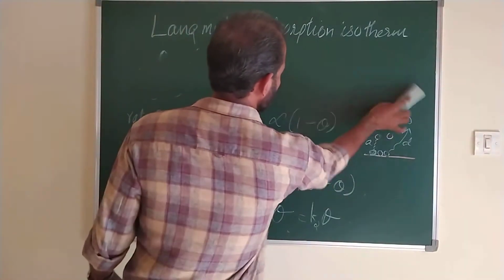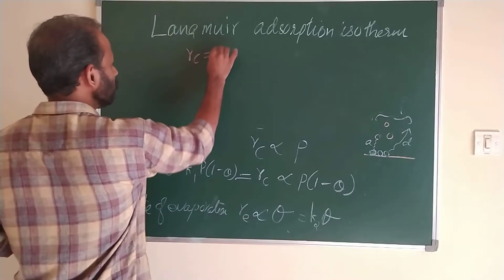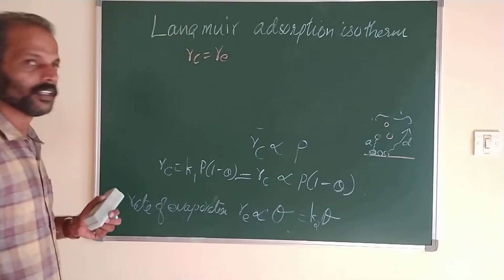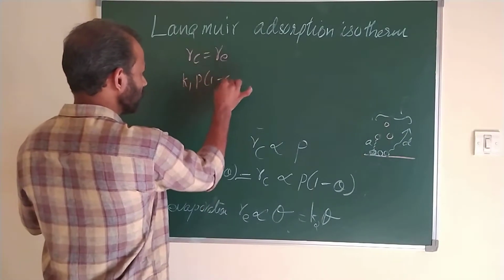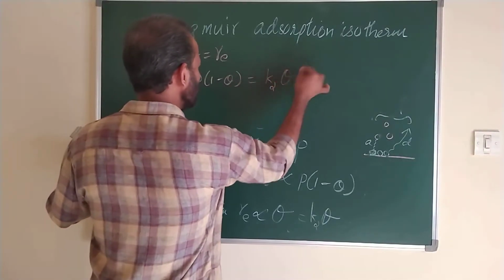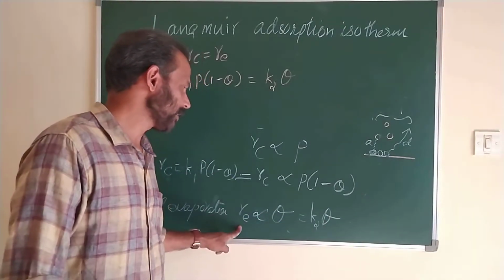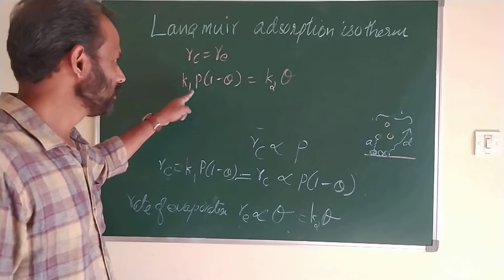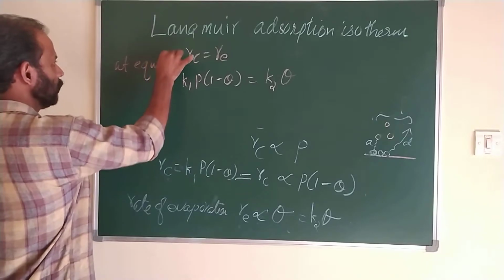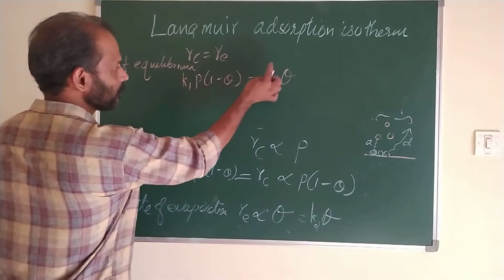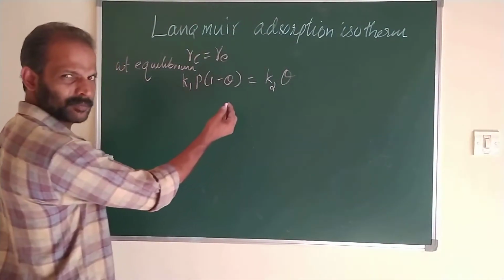Then at equilibrium, he assumed that RC is equal to RE, that is, the rate of condensation is equal to the rate of evaporation. That means K1P into 1 minus theta is equal to K2 into theta. K1P into 1 minus theta is RC, and K2 into theta is RE. At equilibrium, K1P into 1 minus theta is equal to K2 theta. We are just rearranging. This is very simple.